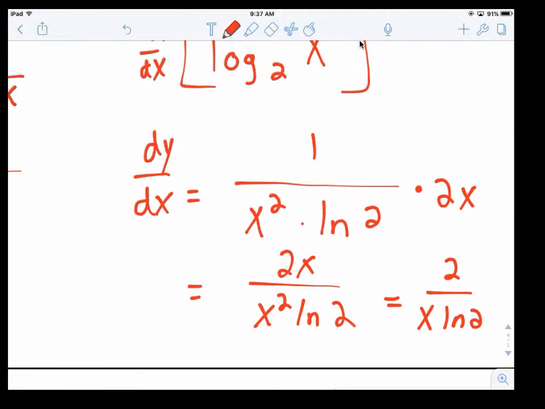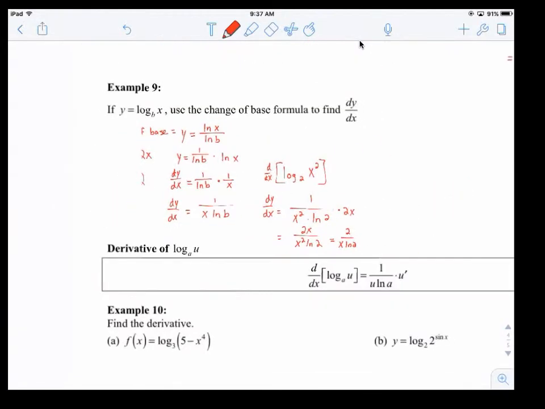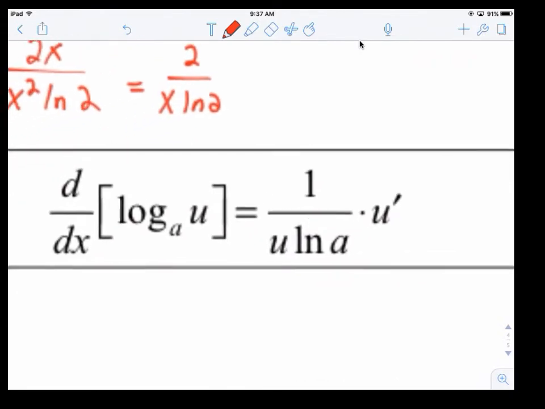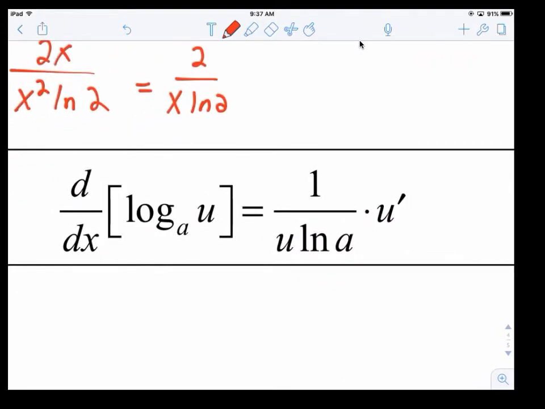And then you could put, technically, I guess, the ln of 2 in front. Order doesn't really matter. All right, so that is your derivative for a log function. It's 1 over whatever you're taking the log of, times the ln of whatever your base is, and then you just have to remember to take the derivative of the inside part using the chain rule.